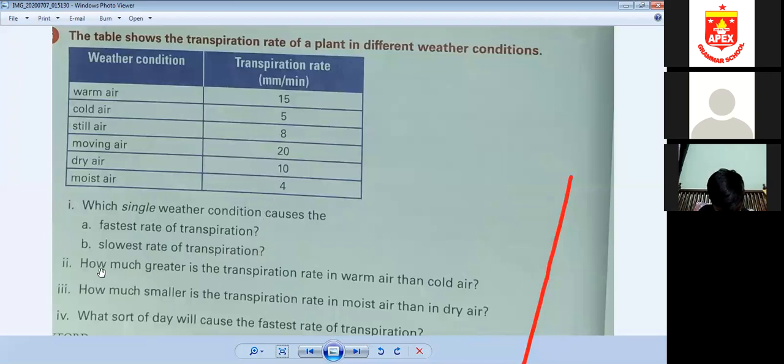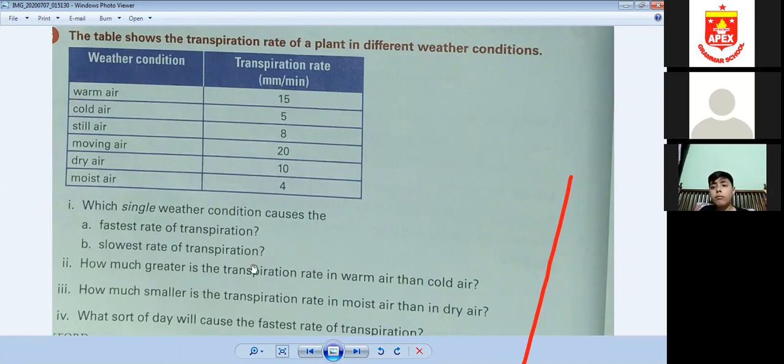Now come to question number 2. How much greater is the transpiration rate in warm air than cold air? You have to tell the maximum amount. First we will see the table. The warm air rate is 15 mm per minute, and in cold air this rate is 5 mm per minute. So there is a difference of 10 mm.